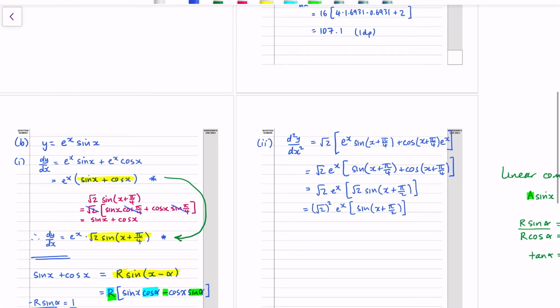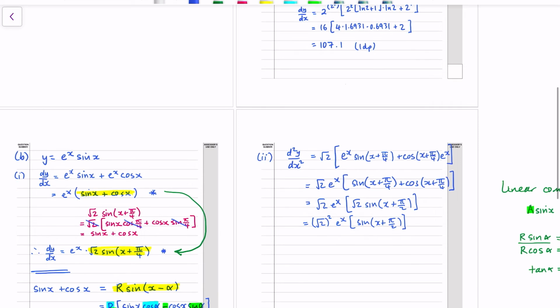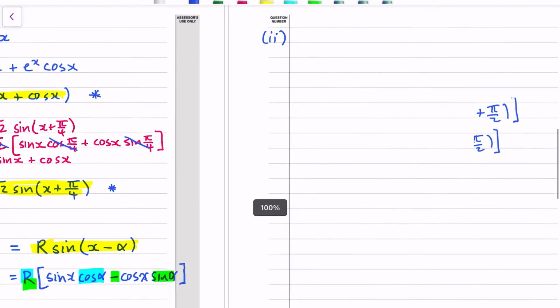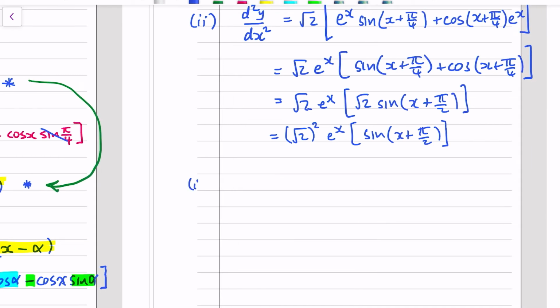Okay, so in general, if we did that again, it would just happen the same way, because we would just get another root 2 e to the x. We wouldn't get any extra e to the x, and we'd just shift that sine graph again. The third part says to find an expression for the nth derivative. So similarly, not the second derivative now, the nth derivative, d^n y over dx^n is equal to root 2 to the n, e to the x, sine of x plus n pi over 4.